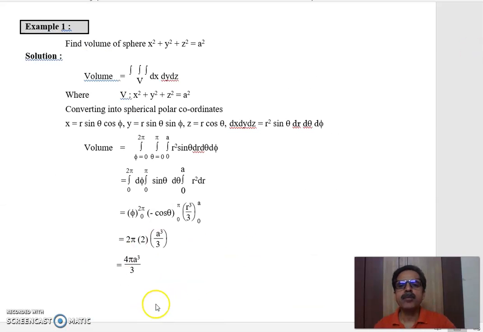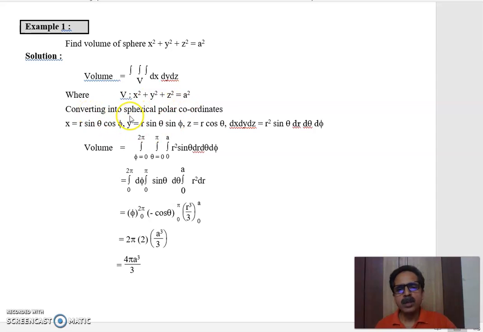Here is the first problem. Find volume of a sphere x square plus y square plus z square equal to a square. This sphere has a center at origin and radius is a. As we know the formula, volume is triple integration dx dy dz over the volume V, where V is a sphere x square plus y square plus z square equal to a square.